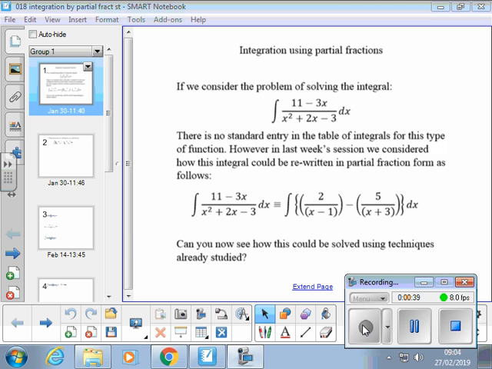However, last week we considered how we could rewrite or resolve that function into two separate partial fractions, as on the right hand side here. So how can we, using techniques we already know, integrate this function on the right?